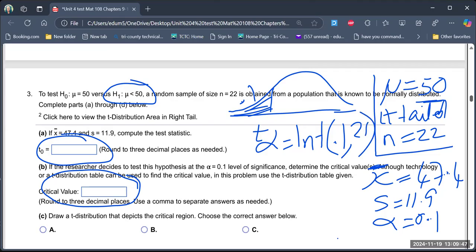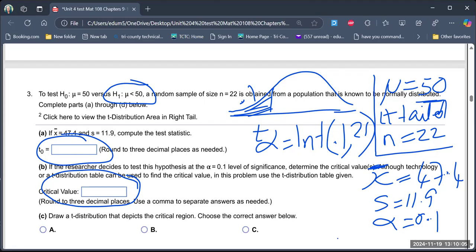Remember, I have to be careful because the question can actually give you degrees of freedom. If the question gives you degrees of freedom, then you use it like that. You don't have to subtract 1 from it.